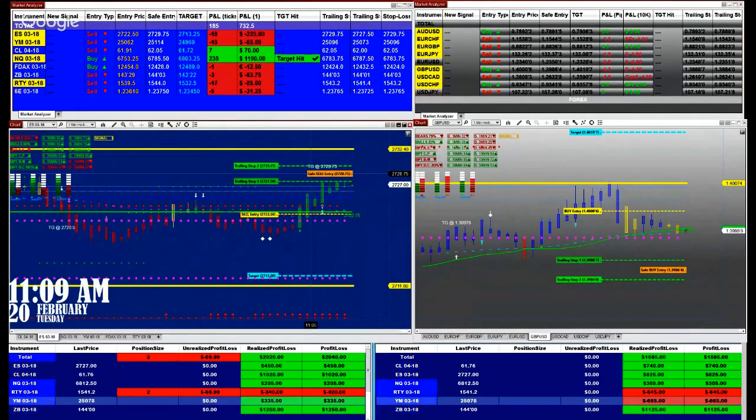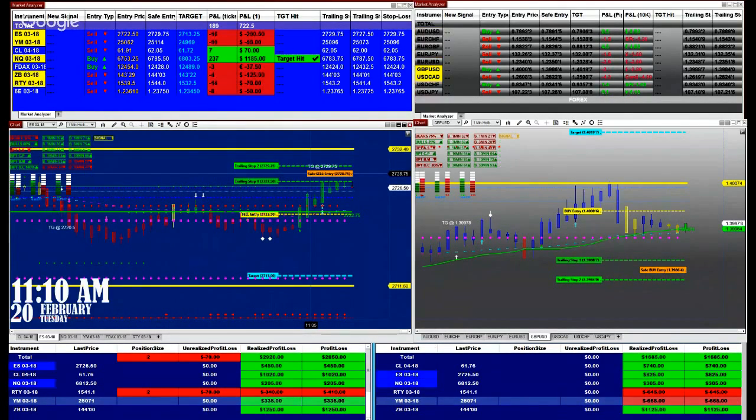So as I predicted, you can see the ES did not do anything. This is lovely. There is no trade on the ES, folks, so I'm going to stay quiet. I'm not going to just keep talking.